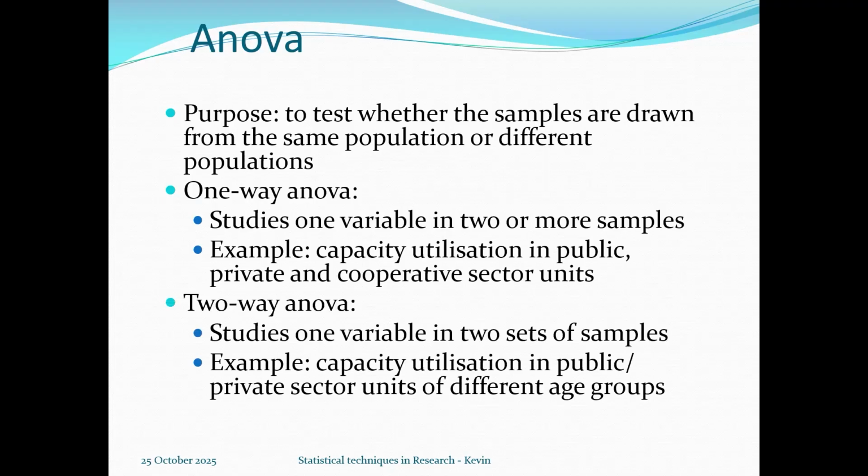Two-way ANOVA studies one variable in two sets of samples. That is capacity utilization in public sector units of different age groups. So public sector units again subdivided into different age groups. That is called two-way ANOVA. But usually we study one-way ANOVA. We will look at one-way ANOVA.